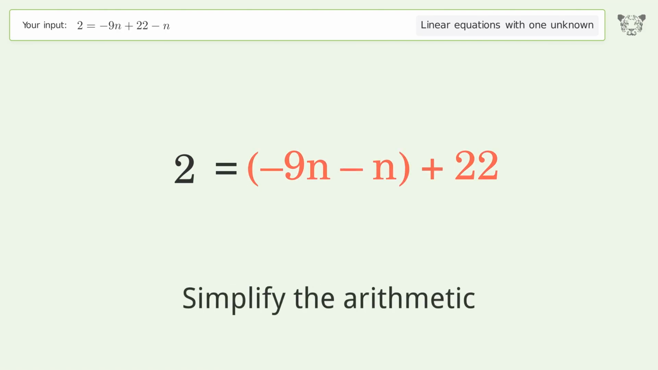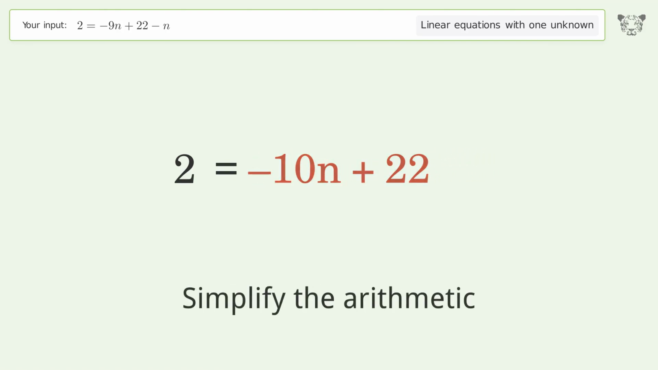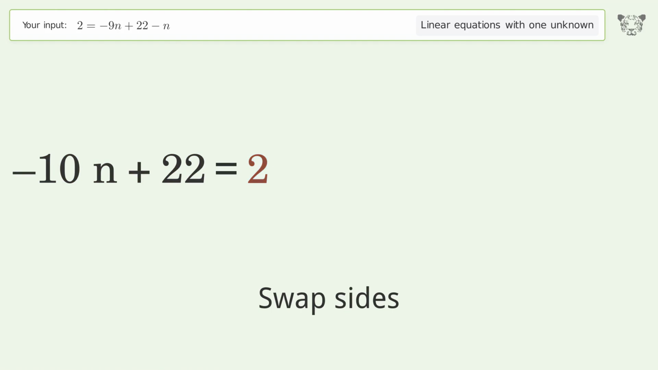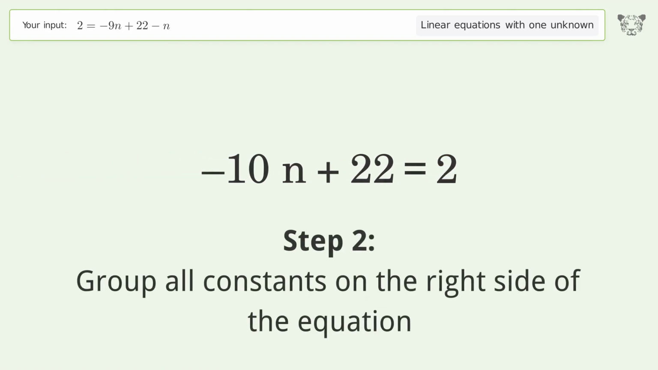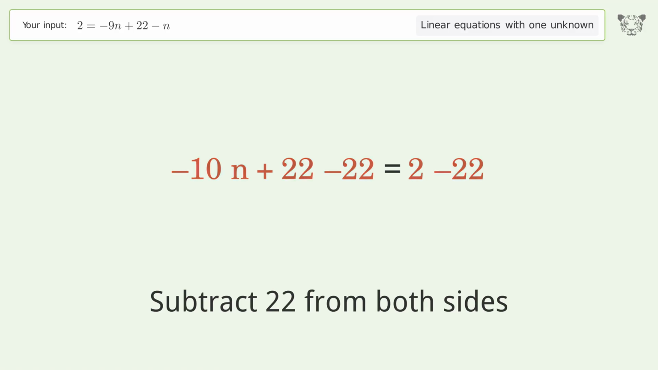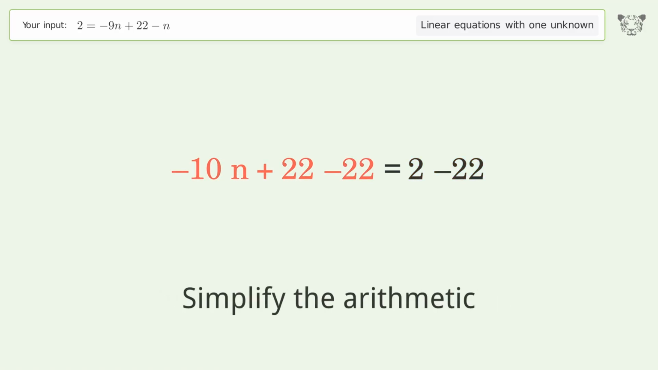Simplify the arithmetic. Swap sides. Group all constants on the right side of the equation. Subtract 22 from both sides. Simplify the arithmetic.